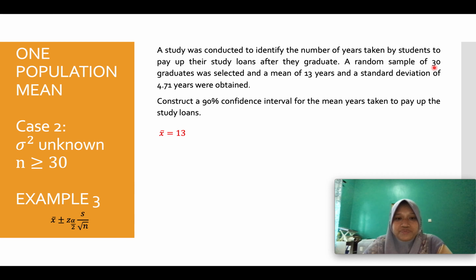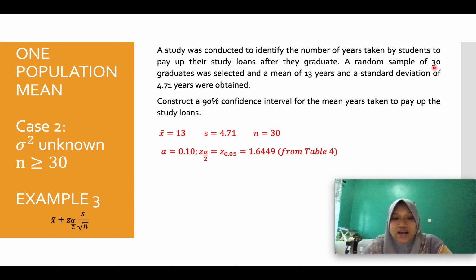Okay, so we summarize. We have x bar equals 13, sample standard deviation equals 4.71, and n equals 30. Okay, so alpha is 0.1, 1 minus 0.9, we have 0.1. So z alpha over 2, z 0.1 divided by 2 is z 0.05. So we get the value 1.6449.